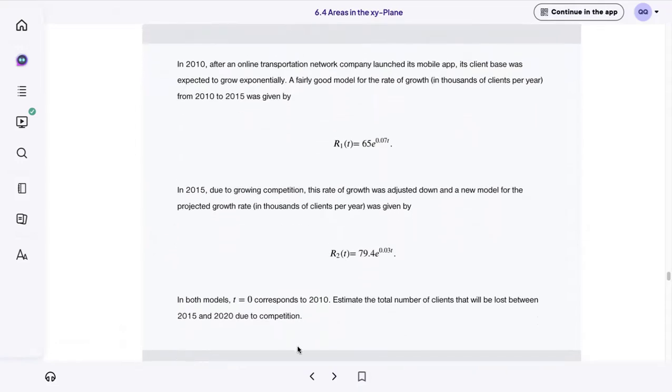Let's see this one. In 2010, after the online transportation network company launched its mobile app, its client base was expected to grow exponentially. A fairly good model for the rate of growth, in thousands of clients per year, from 2010 to 2015 was given by this exponential function: 65 times e raised to 0.07t.